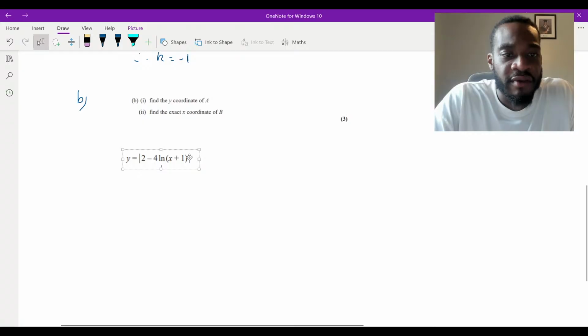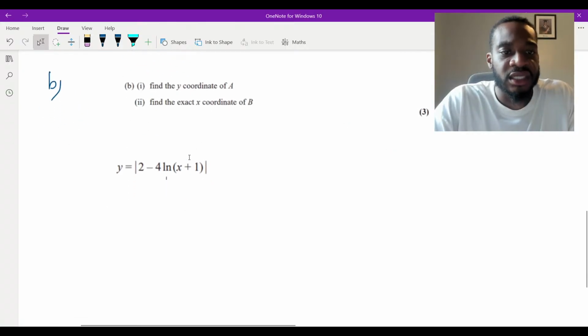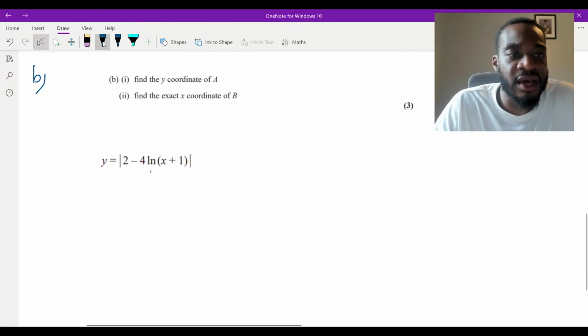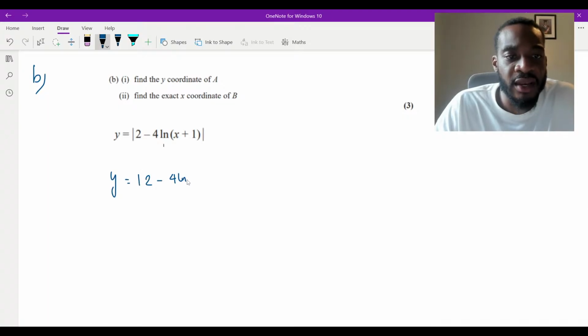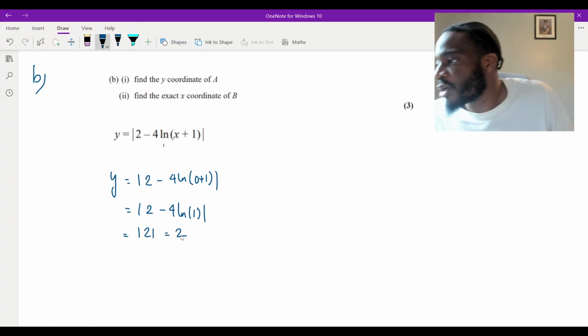So the y coordinate of A, again, remember, is when x is 0. So if I plug in x equals 0 into there, we're going to have y is equal to the modulus of 2 minus 4 ln of 0 plus 1. And then obviously that's just equal to the modulus of 2 minus 4 ln of 1, right? And we know that the ln of 1 is just 0. So it's just the modulus of 2, which is just equal to 2. So we've got that.